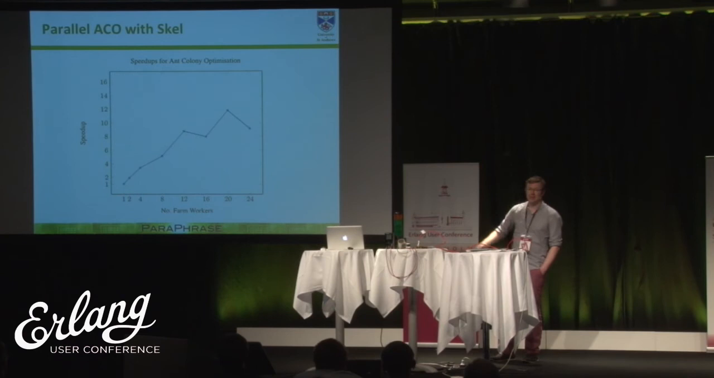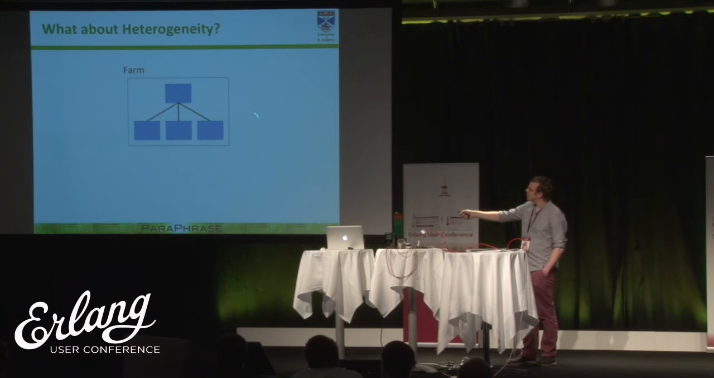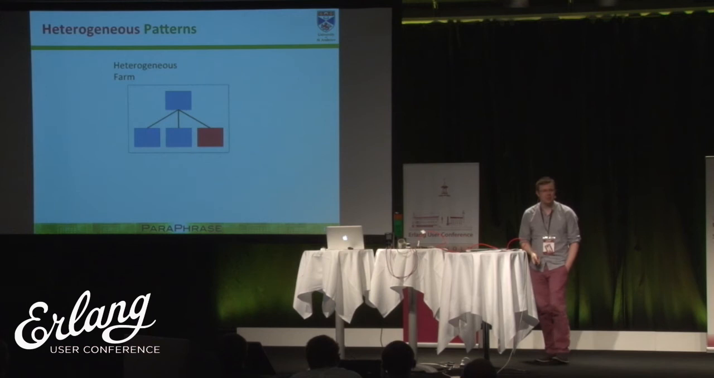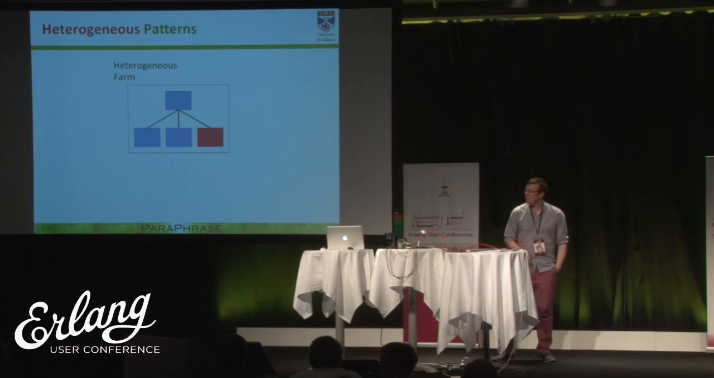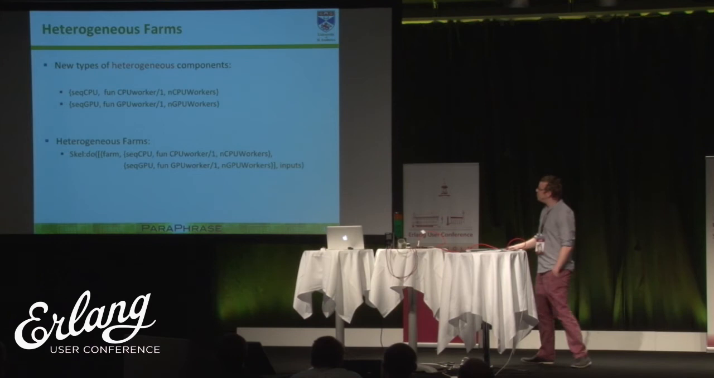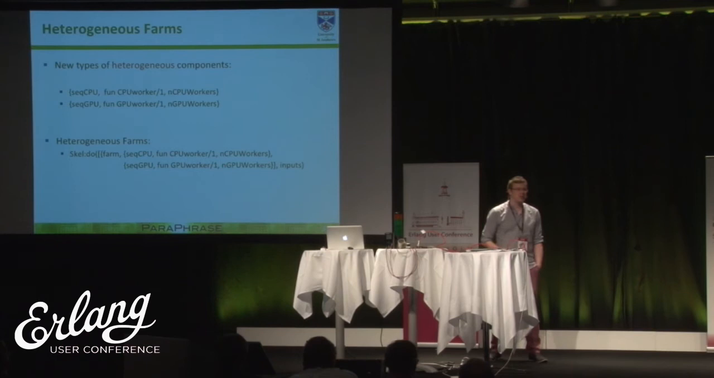But what about the heterogeneity? I haven't told you about this yet. What if we were to take this farm and make one of the workers offload to a GPU instead of a CPU? So we can have a mixture of workers in our farm. Some are working on a CPU, and one or two are working on a GPU. But that's okay, we can do that as well, because we have a new type of heterogeneous farm. It's exactly the same as the old type, but we differentiate it by a seq CPU or a seq GPU. And you simply need to supply the worker, the GPU worker.